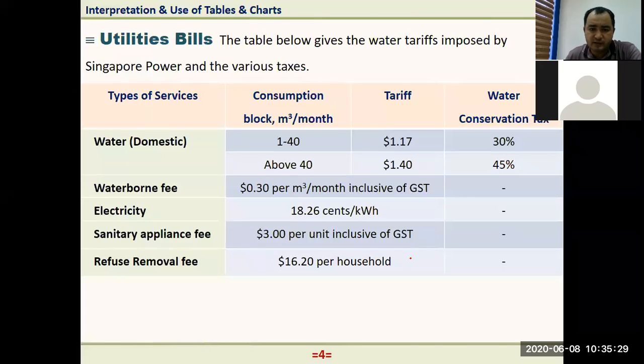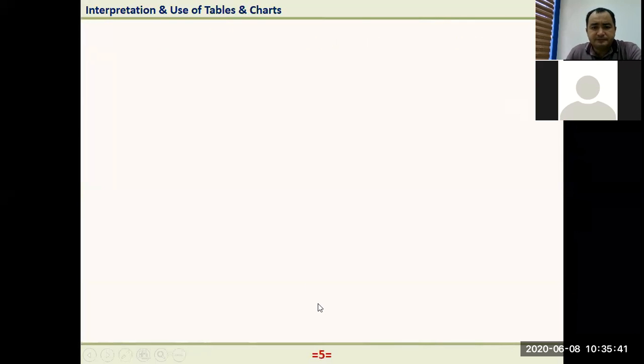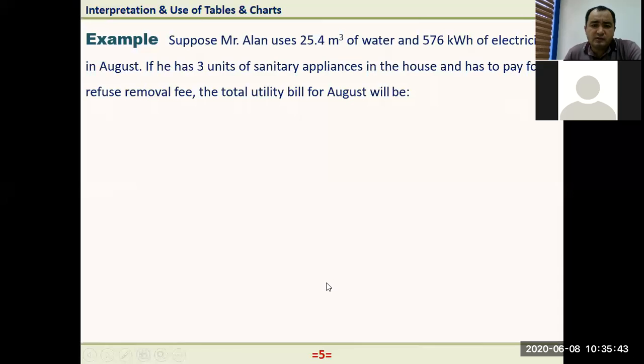How should we understand? So now we will see one example related to this. You just keep in mind, if you have it on paper, you can also keep your eyes on the paper. All right. Now, let's consider this example. Suppose Mr. Allen uses 25.4 meter cube of water and 576 kilowatts of electricity in August. If he has 3 units of sanitary appliances in the house and has to pay for refuse removal fee, the total utility bill for August will be?